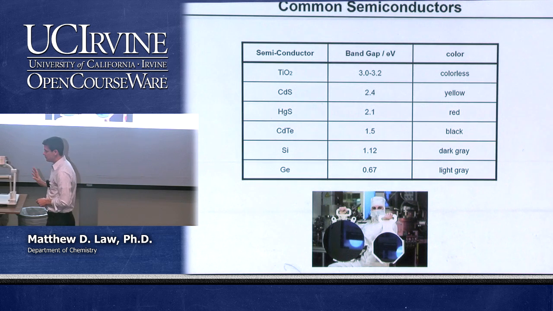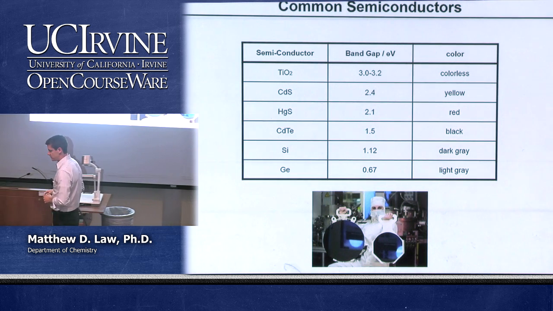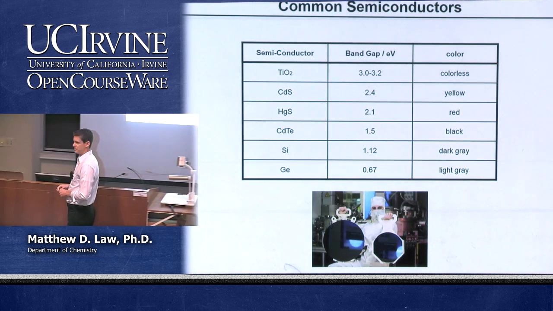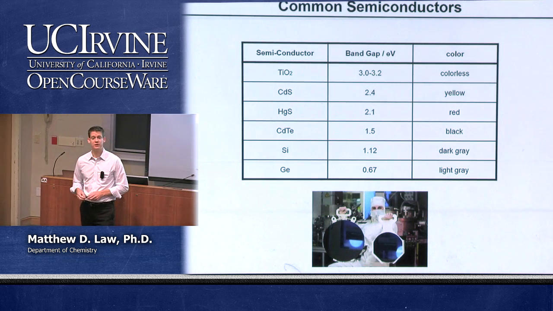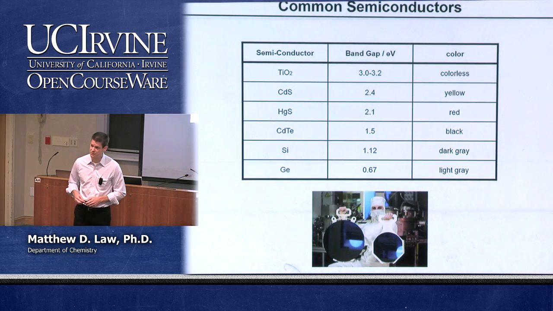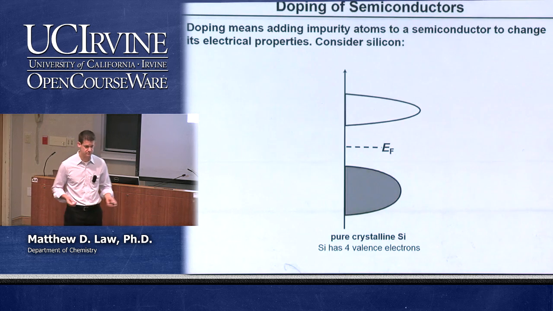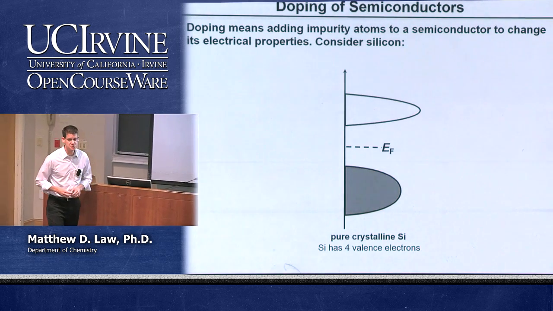Okay? So let's talk about silicon. One of the important things that you need to be able to do with any semiconductor is control the conductivity. Okay? And the way that we do that is by the process that we call doping. Okay? So how does doping work?